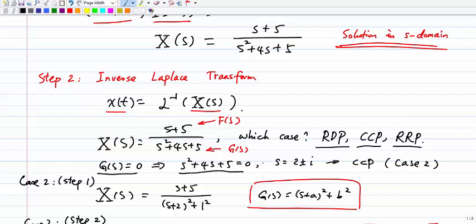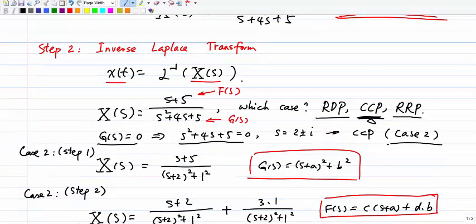The solution is given by s = -2 plus or minus i, which means the poles are complex conjugates. So it is the second case, complex conjugate. We just have to follow the steps for case 2, the complex conjugate case, that I talked about for the inverse Laplace transform.